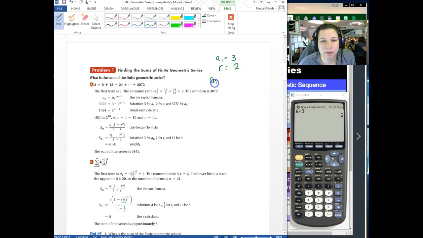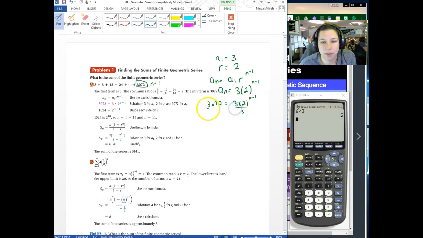Okay, and then now I can write my formula. So a sub n is going to be 3 times 2 to the n minus 1. And let's see what else is missing here. We want to find what term number this is so that we know what our limits are. So this is the first term, to which term number is this? So we will substitute the 3072 to solve for n.